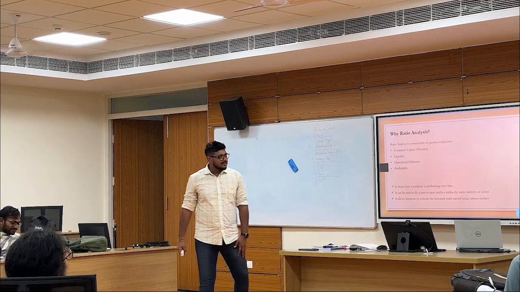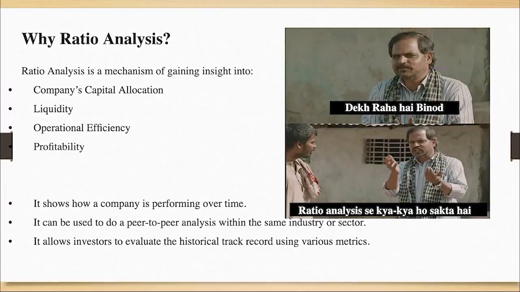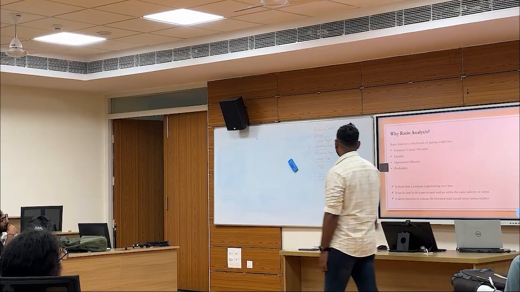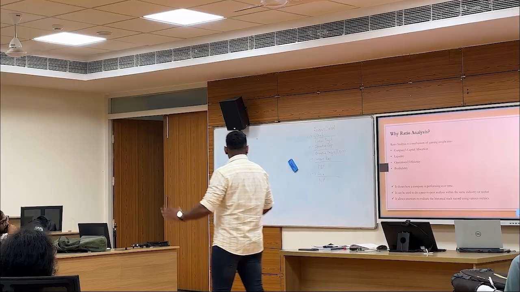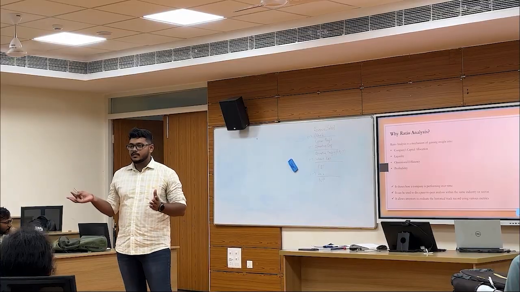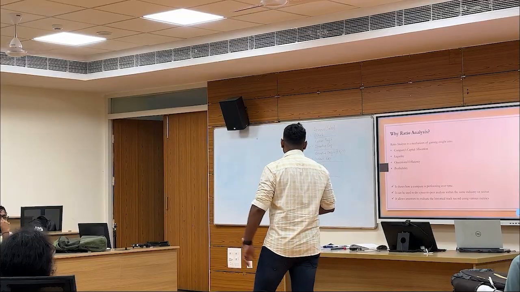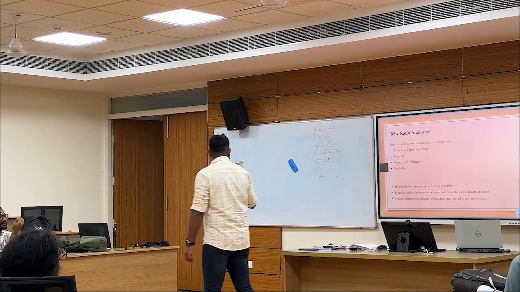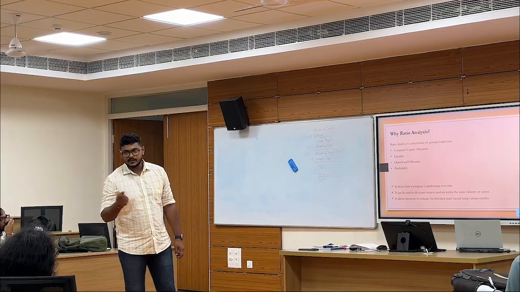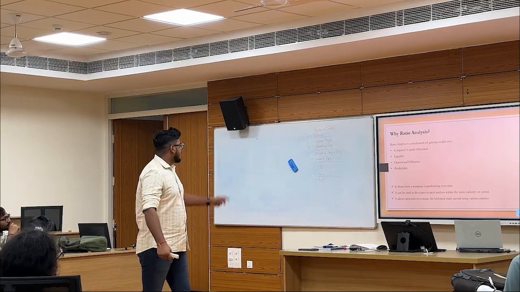So why ratio analysis? Ratio analysis is the mechanism of gaining insight into a company's capital allocation, liquidity, operational efficiency and profitability. Capital allocation is what type of capital structure we should follow. Should we go for more debt, more equity, or only debt, only equity, or convertible bonds? These are the capital allocation decisions which we can take from ratio analysis, like the debt equity ratio. We can use that. EPS, earning per share. So that way we can do.